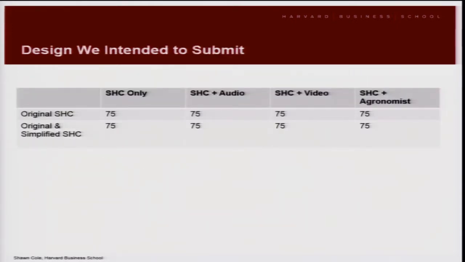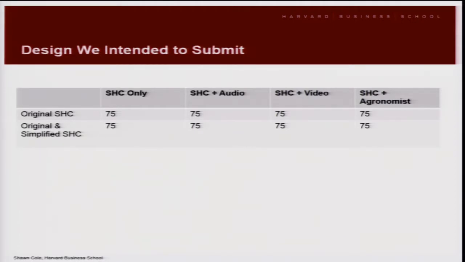So this is the design we intended to submit to human subjects, which would have had a 2x4 design with either the original soil health card or the original soil health card and the simplified soil health card. And then either soil health card plus audio, soil health card plus video, soil health card plus agronomist. We actually sent an agronomist out in the field.